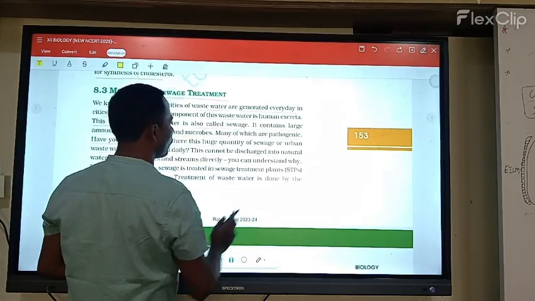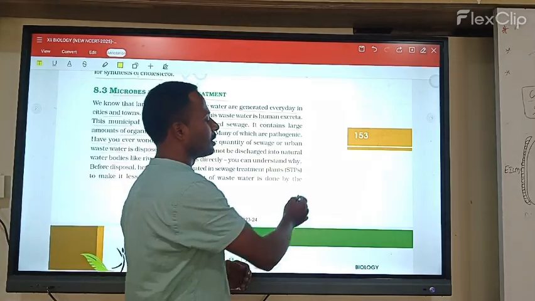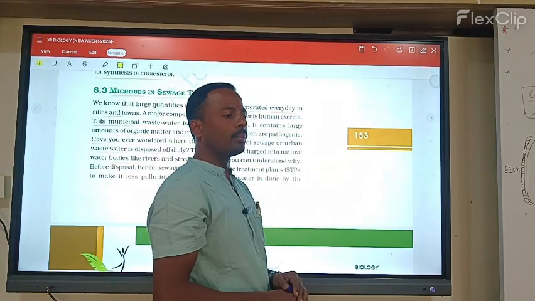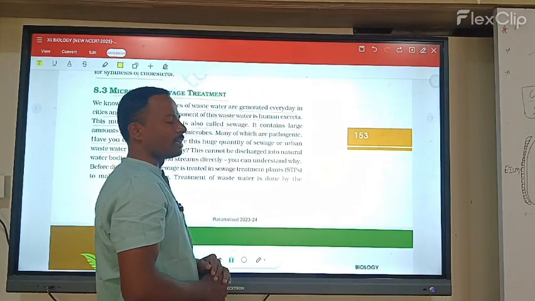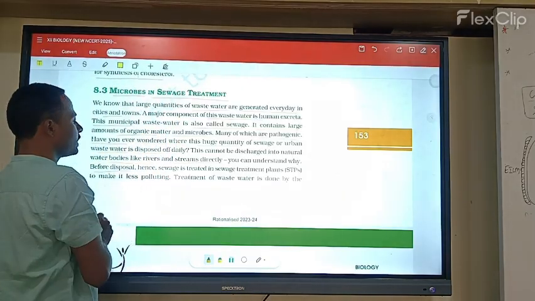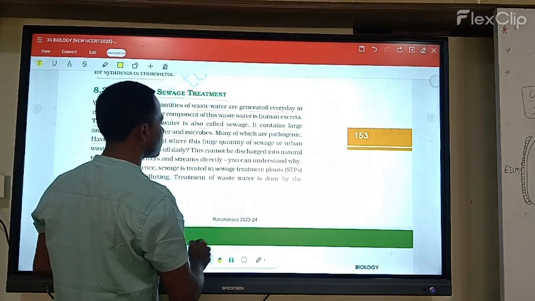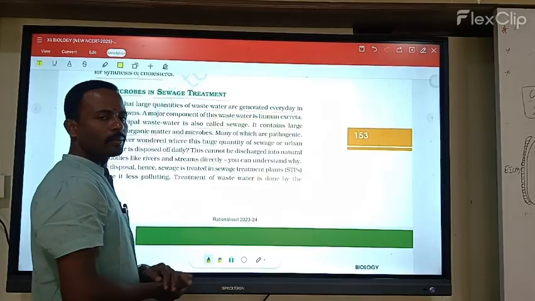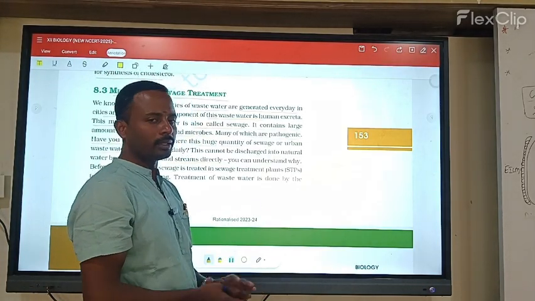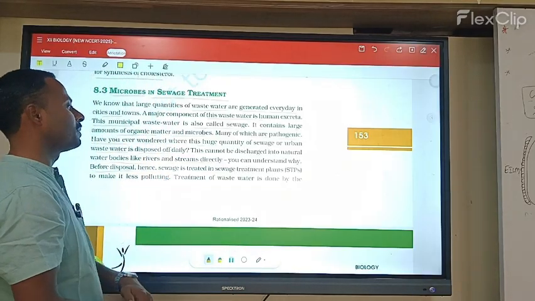You can understand why. If the sewage is directly transferred into rivers or streams, then pollution takes place and it causes a number of diseases in human beings. Hence, before disposal, the sewage is treated in sewage treatment plants, called STPs. Before the transfer, the sewage is purified through sewage treatment.